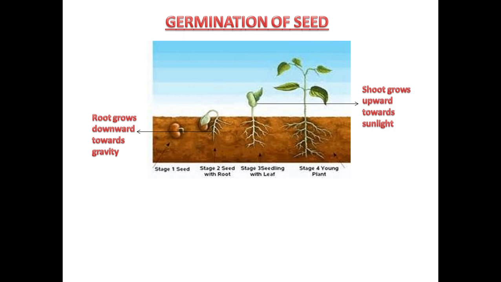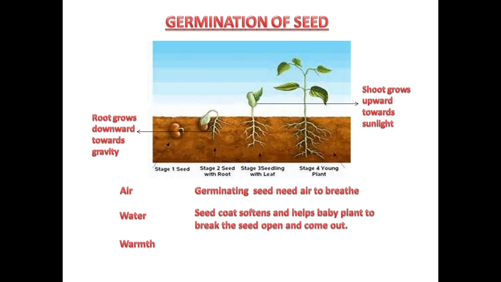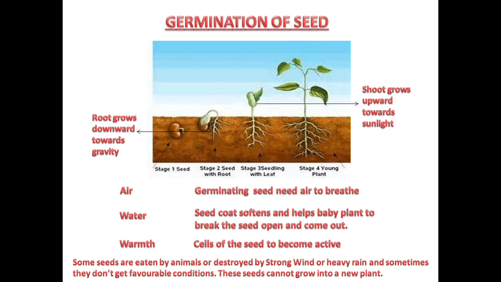But children, please note that germination of seed cannot be possible without air, water and warmth of sunlight. Actually, a germinating seed needs air to breathe. The seed coat softens with the help of water and helps the baby plant to break the seed open and come out. Further, cells of the seed need warmth of sunlight to become active. Please note that not all seeds grow into new plants because some seeds are eaten by animals or destroyed by strong winds or heavy rain, and sometimes they don't get favorable conditions like air, water and warmth.